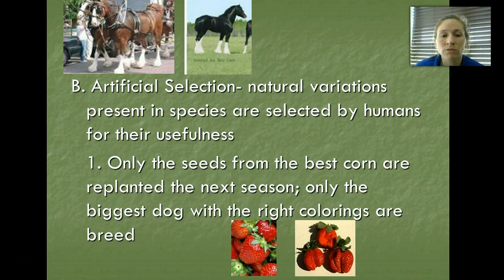So there's all sorts of different reasons why humans might select specific traits. Maybe with strawberries, they notice that one particular season they grew really big strawberries. They'll probably save those seeds and replant them next season to ensure that they get large strawberries again. So again, artificial selection is humans selecting traits that they think are useful and then breeding those or planting those again depending on what it is that we're talking about.